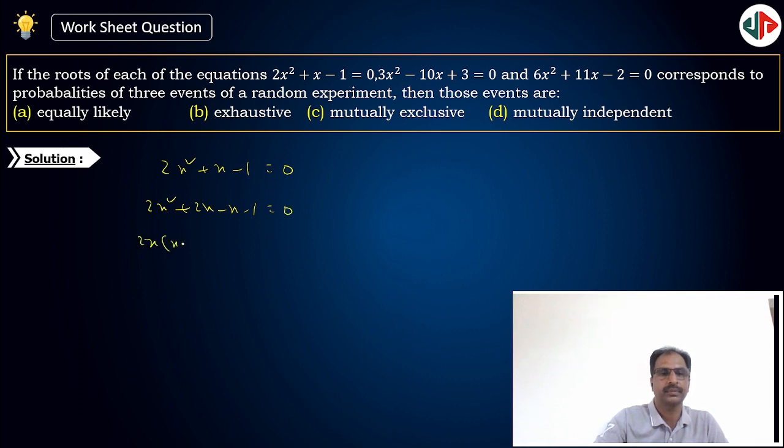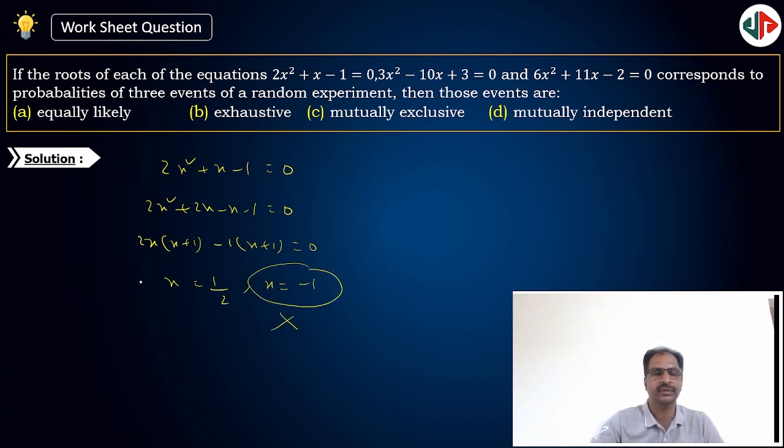Two x into x plus 1 minus 1 into x plus 1. So we'll get x is equal to half, x is equal to minus 1. But these are probabilities, they can never be negative. So minus 1 is not correct. Next, 1 by 2 is correct. Probability of any event lies between 0 and 1.